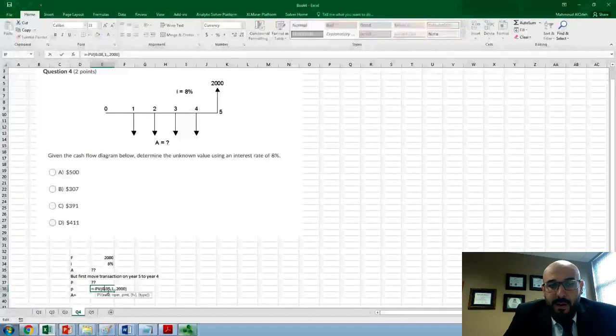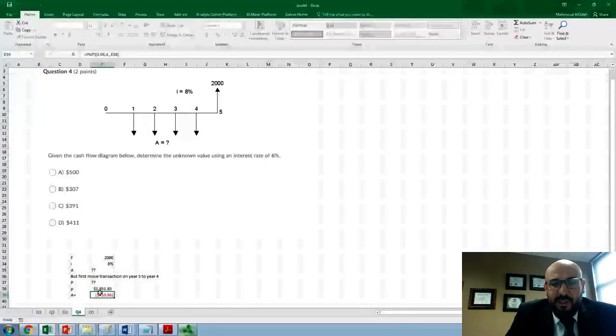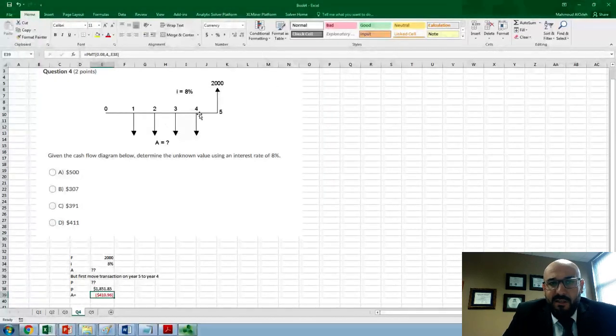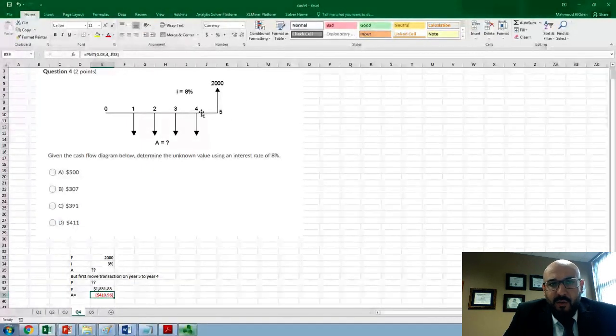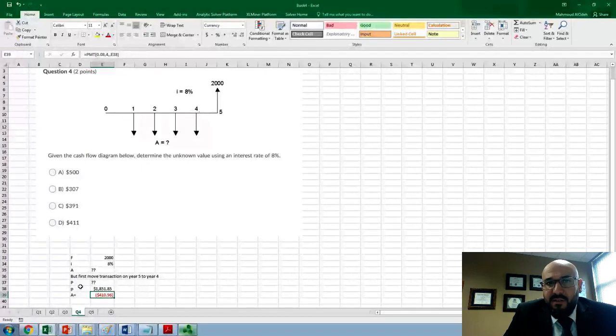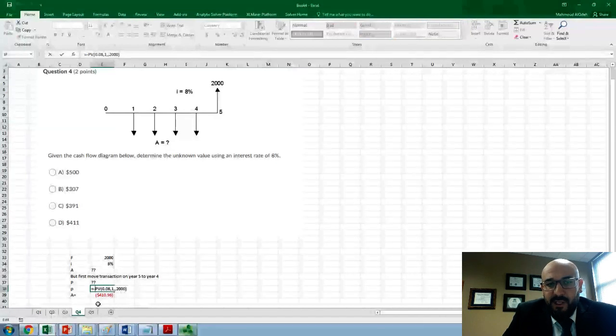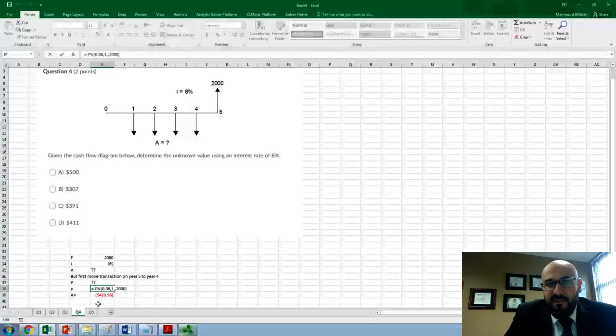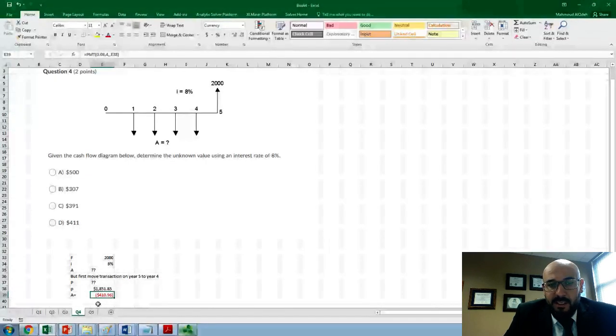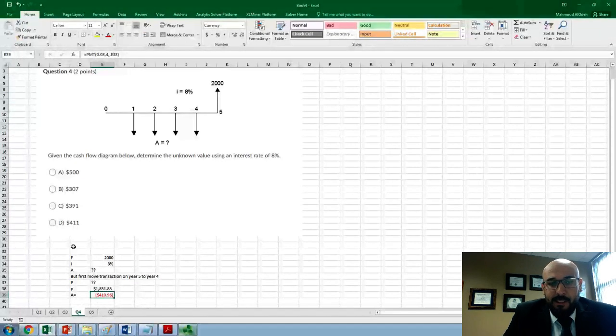And now why did I put a negative here? Because I want to keep this as a positive cash flow. I just moved this value from year 5 to year 4, so I want to keep this transaction as a positive transaction. So I added a negative before the PV function to keep it positive, to represent inflow cash. This is money coming into your pocket.